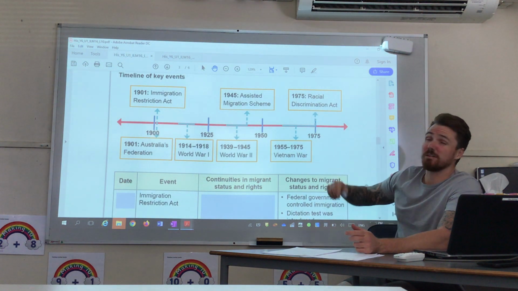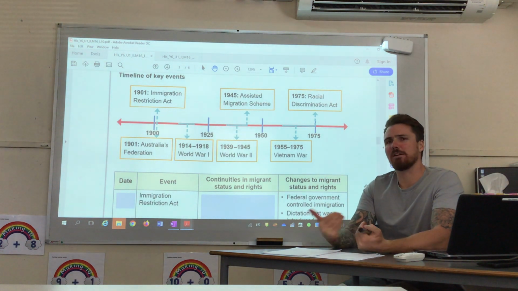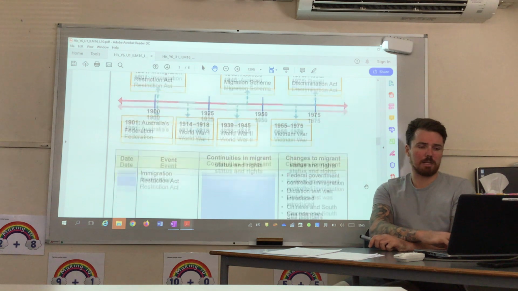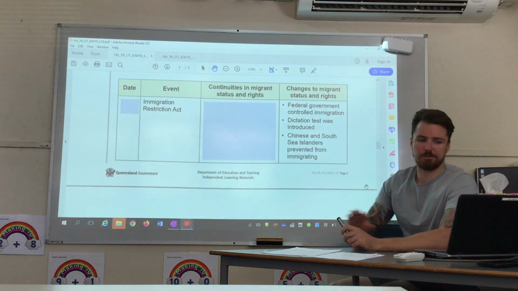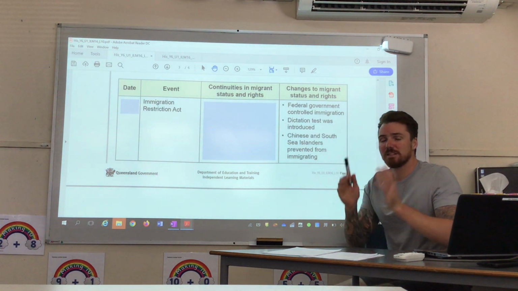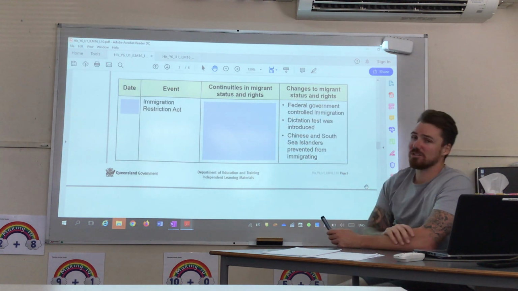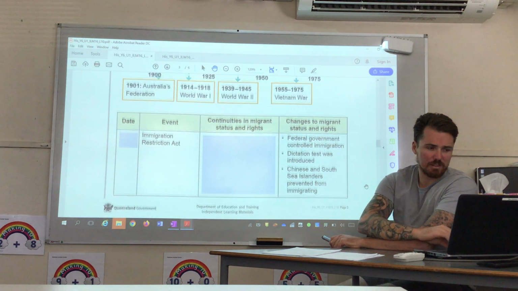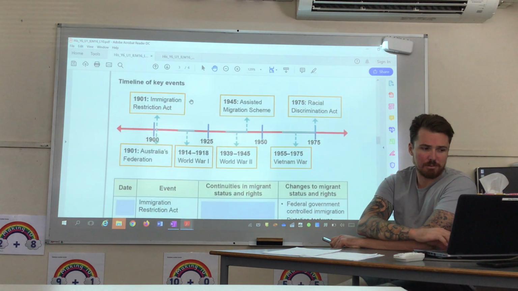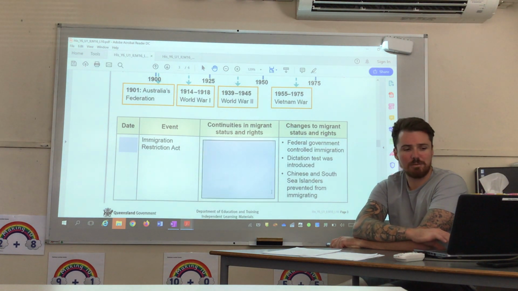So on a very serious note, the Racial Discrimination Act really sought to stamp that out so we could have a fairer society, especially if we're talking about immigration. So let's have a look at this table down below and see what we actually need to do today. You'll notice that there are 4 columns: date, event, continuities in migrant status and rights. Stuff that stayed the same, remember. So did things stay the same or were there things that changed? And there are changes here. So in each of the dates on here, so World War, World War II, there was an event, so Immigration Restriction Act. There was something that stayed the same for migrants and their rights, and there were things that changed.